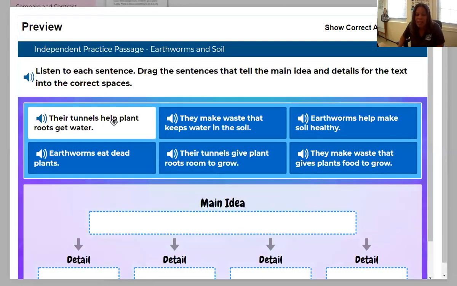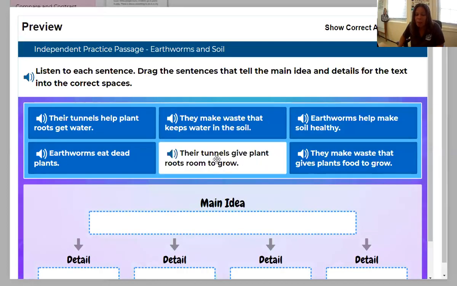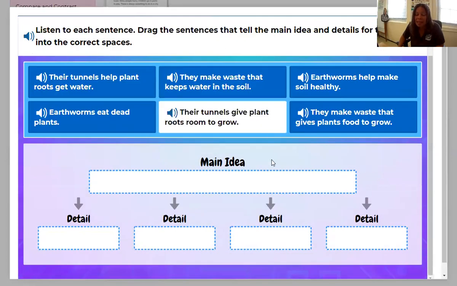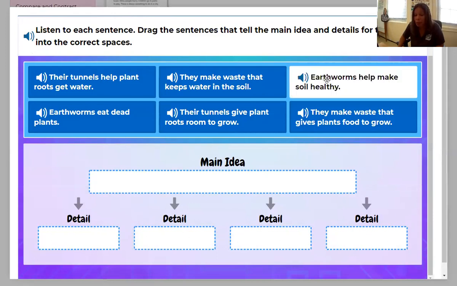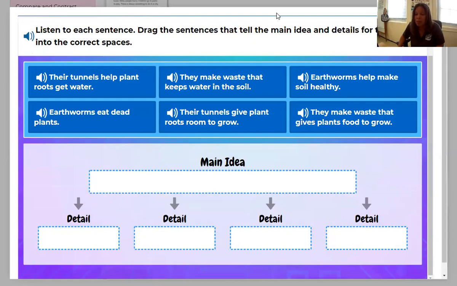Okay, and then once you finish that, I want you to complete the activity, the interactivity. So I'm going to give you 6 sentences at the top. You have to decide which of these sentences is the main idea, and then which sentences support that main idea, which provide examples. Okay, and then you can submit to me.